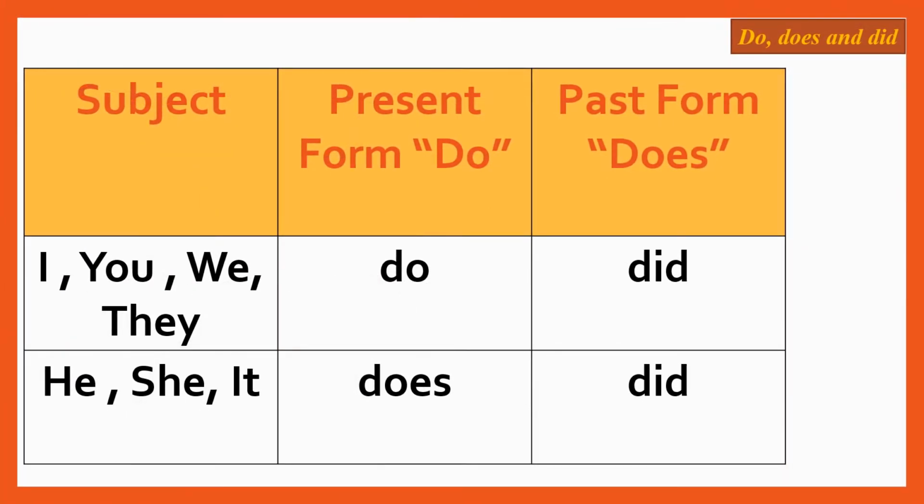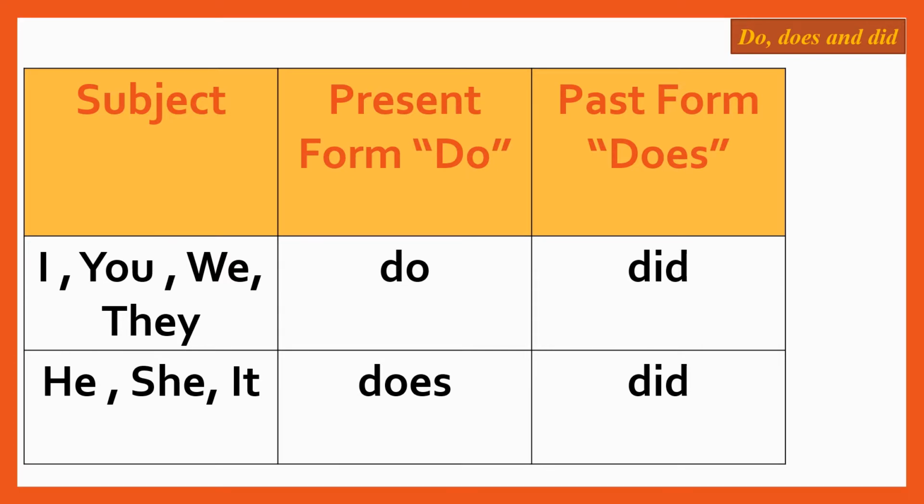Children, here is a chart which shows when to use do, does and did in our sentences. Now let us first see about the present tense. When the subject is represented by the pronouns I, you, we and they, we must use do in our sentence. And when the subject is represented by the pronouns he, she or it, we must use does in our sentence.